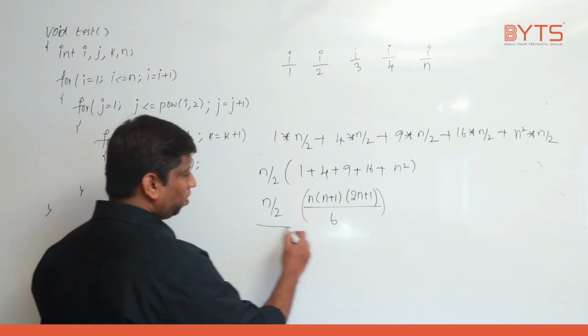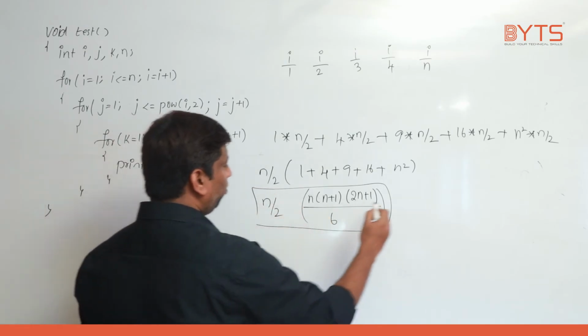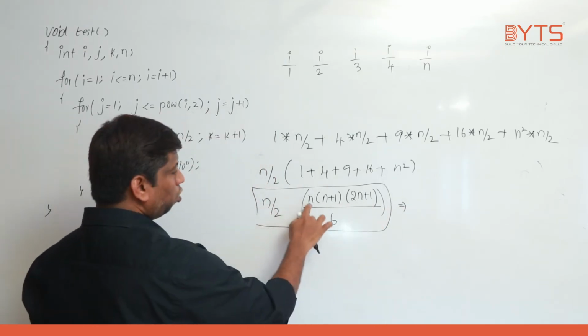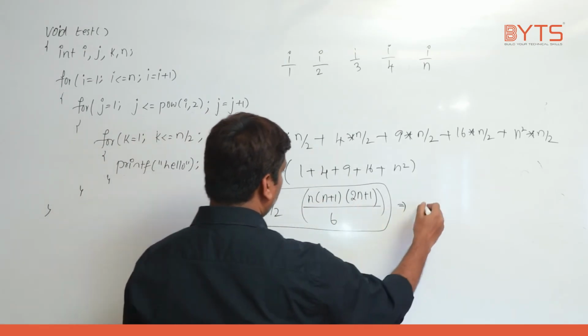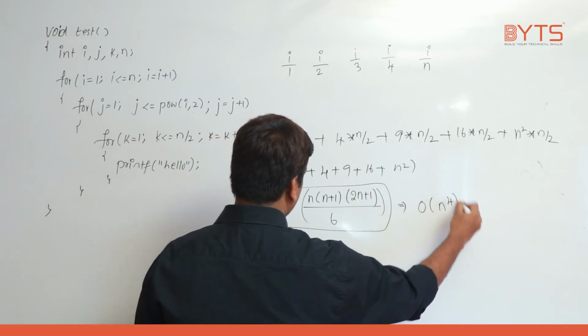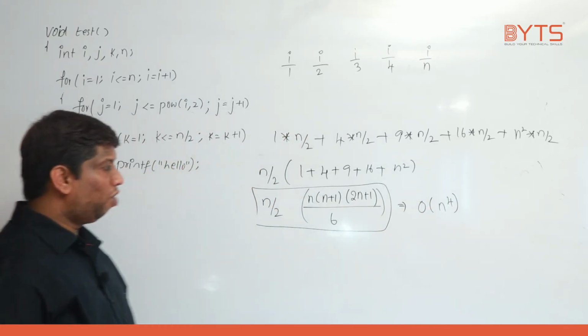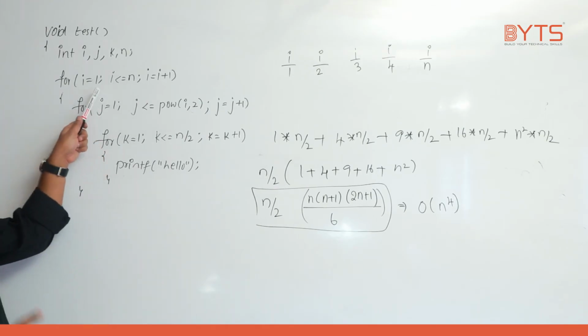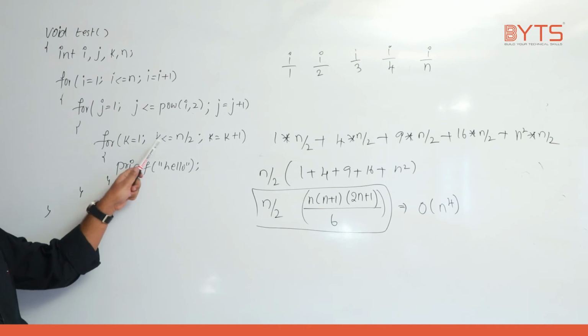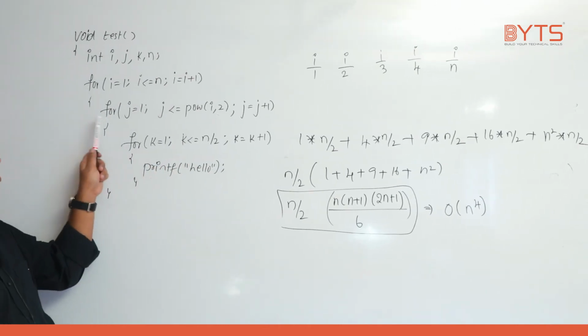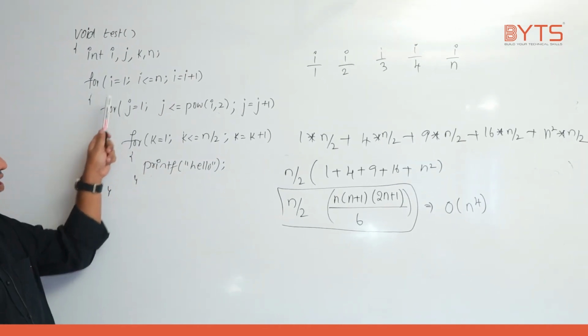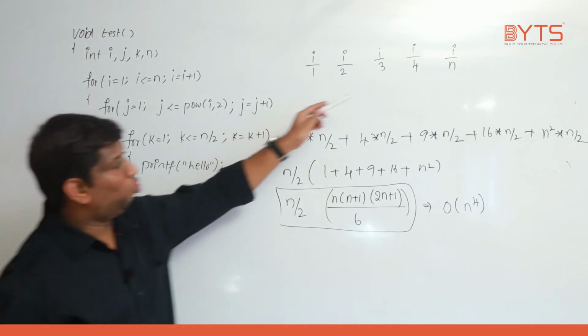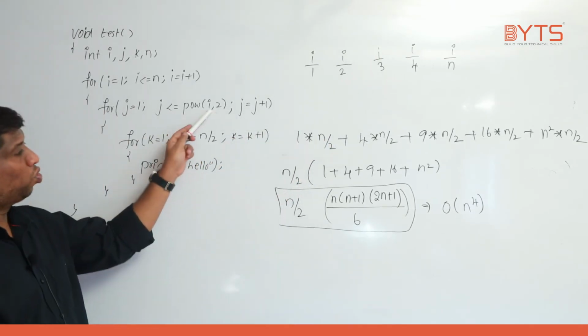So if you approximate this entire value, what will you get? N is there 1, 2, 3, 4. So the value is Big O of n power 4. The time complexity will be Big O of n power 4. Understand? So here the I loop is every time repeated n times, the k loop is every time repeated n by 2 times, but the j loop is only dependent on I. When I value is 4, 4 square is 16.